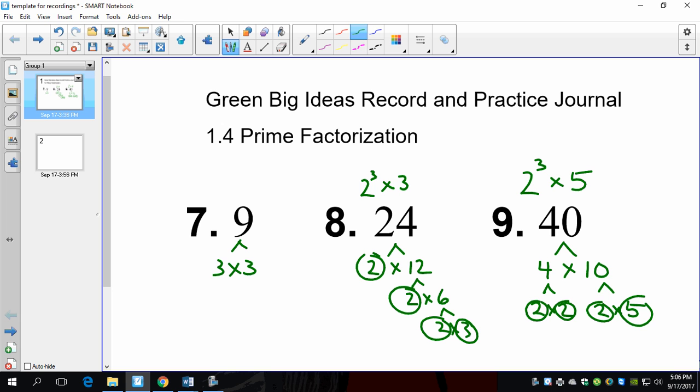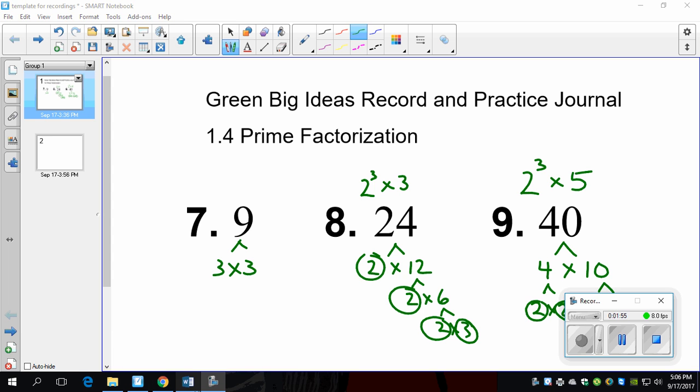Once again, prime factorization is breaking down numbers into their prime numbers.